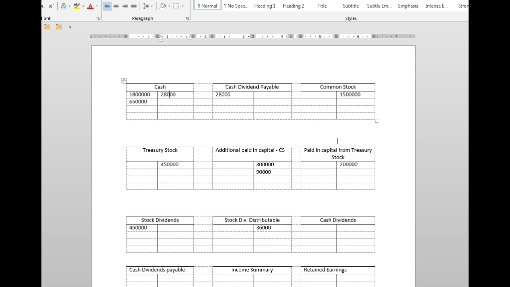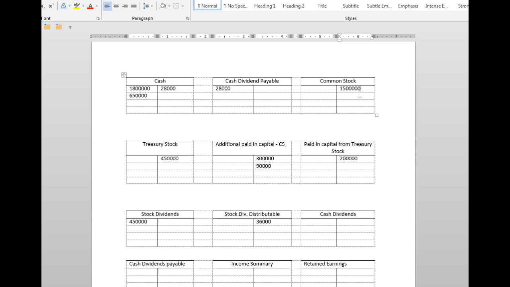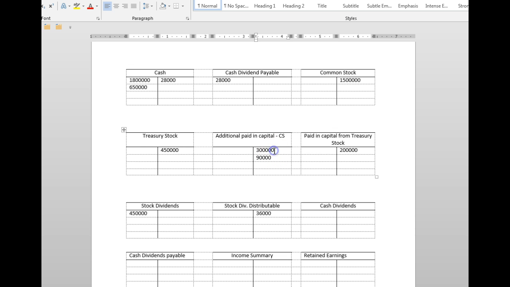Well, good golly. We're going to come up here, and the first thing, we've received $1.8 million in cash. You can see that right there. So that's our first entry. Second entry is we've got to record the common stock. It's 1,500,000. And then we have paid-in capital of 300,000 down here, if you remember that.